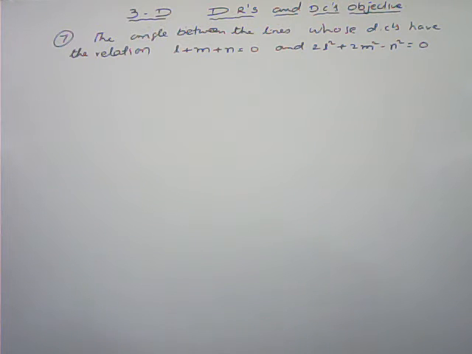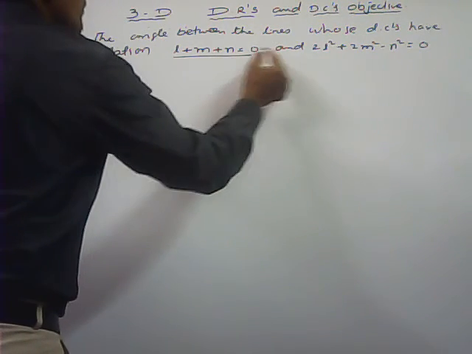Next one, same previous type only. Here there are so many different model questions also. Here I will explain 3 model questions and I will give 3 questions for self-practice. The angle between the lines whose DCs have the relation L plus M plus N equals 0 and 2L square plus 2M square minus N square equals 0.